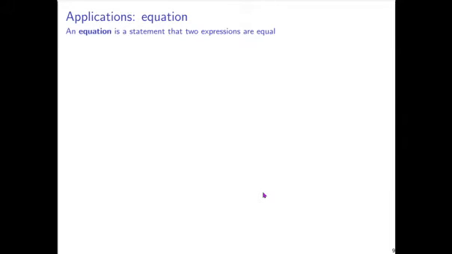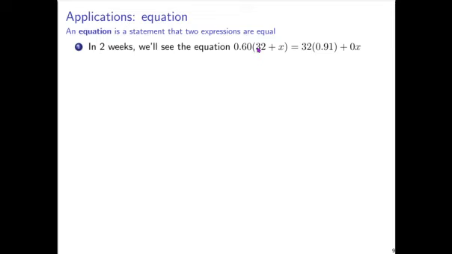Now, one of the key ways that expressions show up is in equations. So let's talk about an application for equations. Recall first that an equation is a statement that two expressions are equal. Equations are actually very useful. In 2 weeks, we're going to see this equation: 0.60 times (32 plus x) equals, and on the other side is the expression 32 times 0.91 plus 0x. Of course, this 0 times x we can get rid of, but that's not the point here.